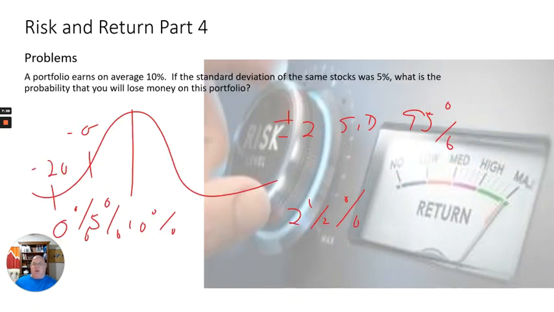All right, so there's another problem. It says a portfolio earns on average about a 10% return. So here we have the normal distribution, and the average return down here, the top part of the distribution, is 10%.